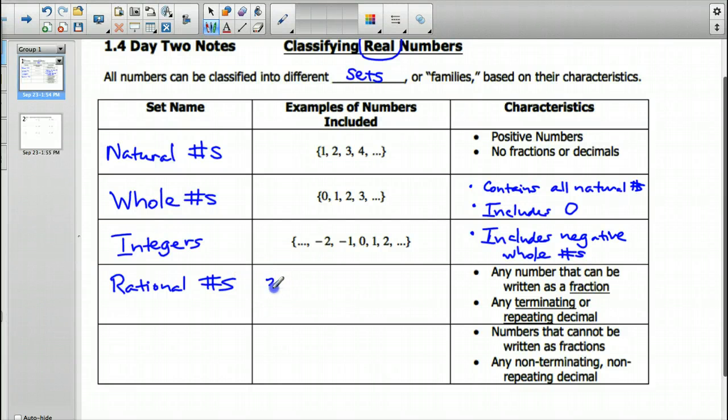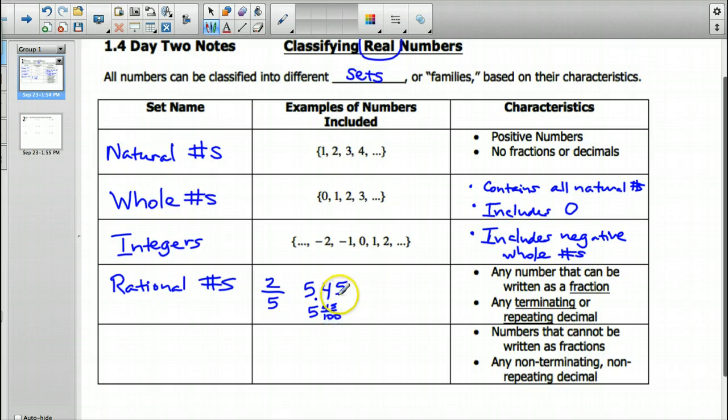So for instance, 2/5, that would be a rational number. We also include terminating and repeating decimals, because all terminating and all repeating decimals can be written as fractions. So an example of a terminating decimal would be 5.45. That is a rational number because it stops after the hundredths place. And also you could write that as a fraction if you wanted to. That would be the same as the mixed number 5 and 45/100.